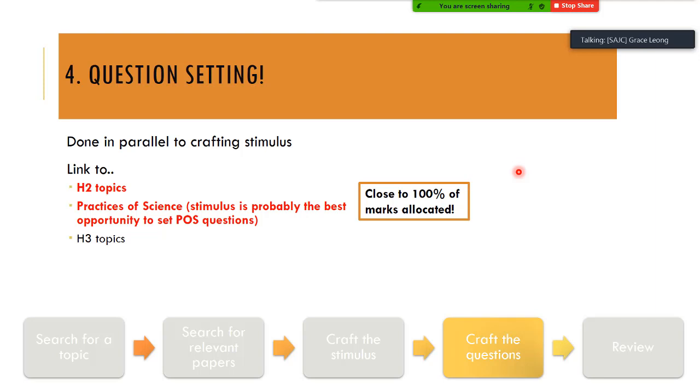So for things like the H3 topics, I assume that there are plenty of other opportunities to set questions to test these LOs in the subsequent questions. So maybe we don't have to worry so much about the H3 LOs when we are setting the stimulus-based questions. Of course, if there are opportunities to test things related to spectroscopy, drawing of novel mechanisms, we can do so, but we do not have to overly worry about this.